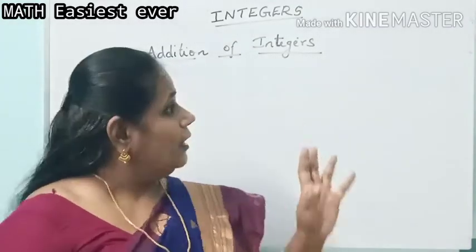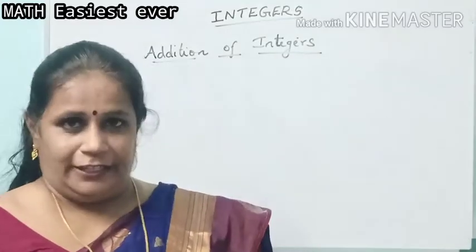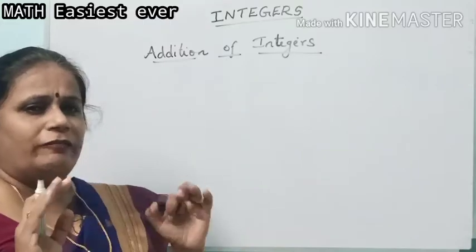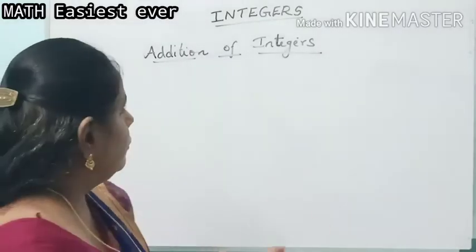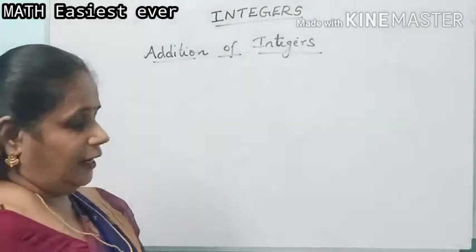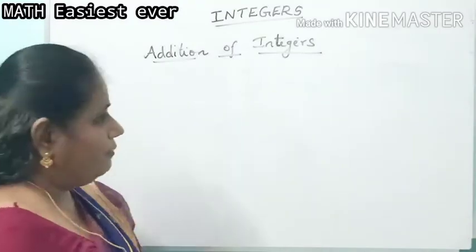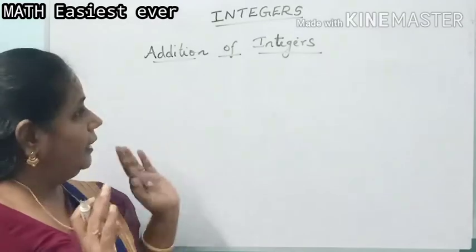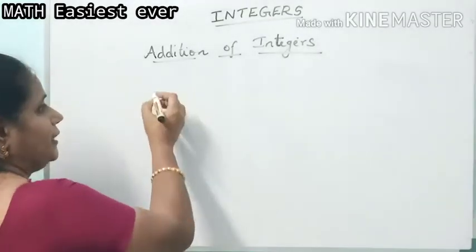Under integers, we'll see just addition of integers. We have certain rules for that. Now, I'll be teaching you in a very simple way, so have a clear understanding of how to add the integers. First, integers, I said, are positive and negative numbers together. Now we'll go for the positive numbers.